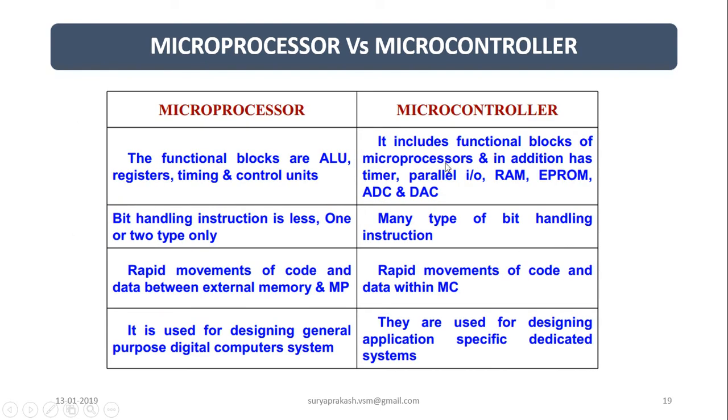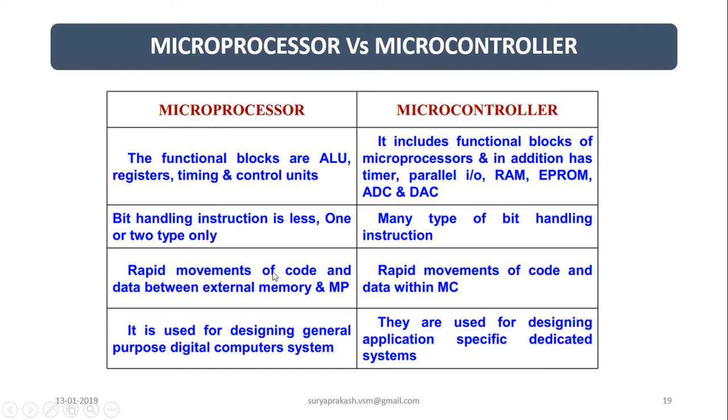The basic classification between the microprocessor and microcontroller: the functional blocks of a microprocessor are the ALU, registers, timing, and control units. The microcontroller has the functional blocks of a microprocessor, and in addition it has a timer, parallel IO, RAM, EPROM, ADC, and DAC. In a microprocessor, bit handling instructions are few, one or two types only. In a microcontroller, many types of bit handling instructions are available. You can monitor any of the bits in the microcontroller, but that is not possible in the microprocessor.